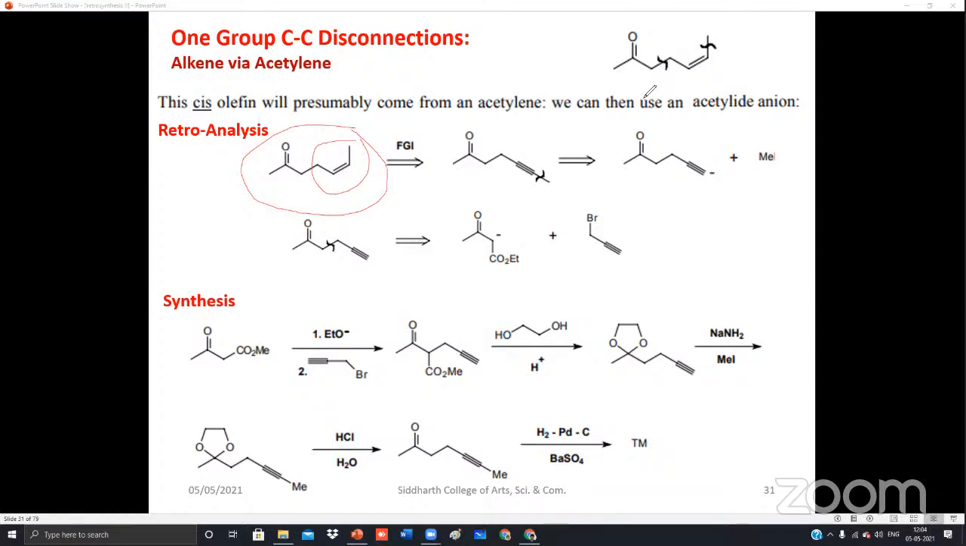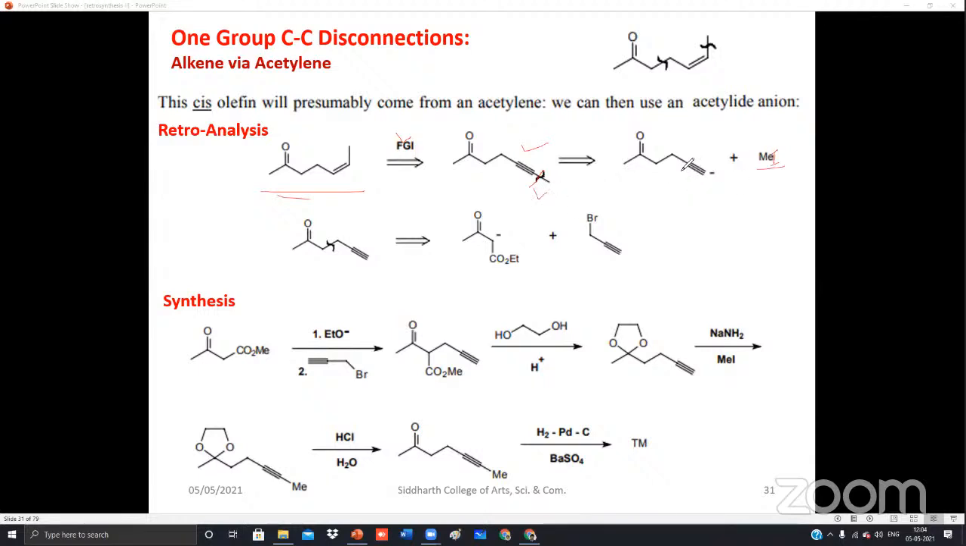So how to target this molecule now? Suppose we have here this compound. So first FGI you have to do, that double bond you have to convert into the triple bond, and then you have to alkylate this acetylene. That acetylene can be easily methylated by using methyl iodide, and this methyl iodide will react with the acetylene anion, and it will be giving this one.